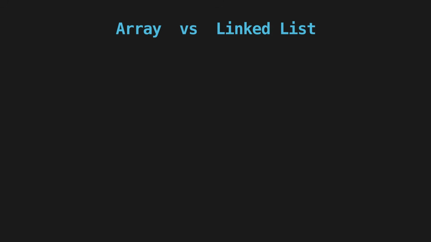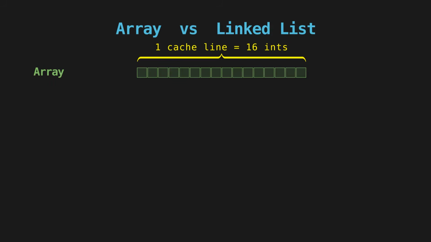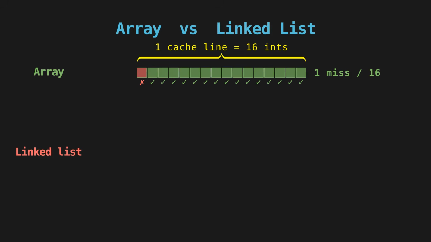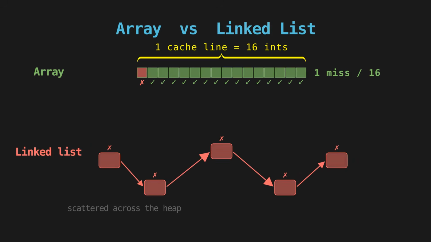Now the array versus linked list puzzle solves itself. An array of integers is one contiguous block. Each int is 4 bytes, so 16 of them fit in a single cache line. You iterate the array. The first read misses, but the next 15 are free hits. One miss per 16 elements. A linked list is the opposite. Each node is allocated separately, scattered across the heap. Every next pointer sends you somewhere new. Almost every access is a miss. That is the whole story.